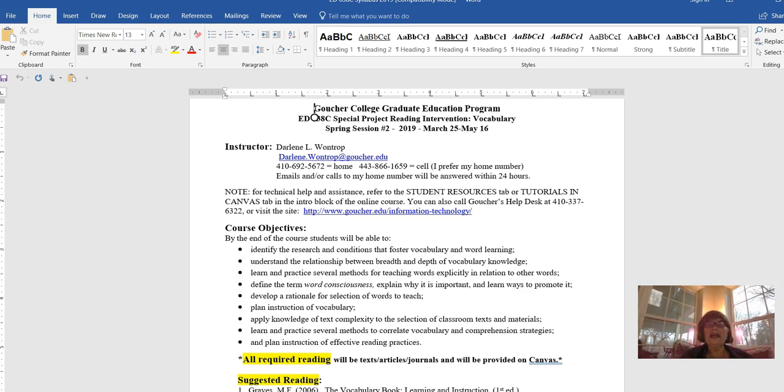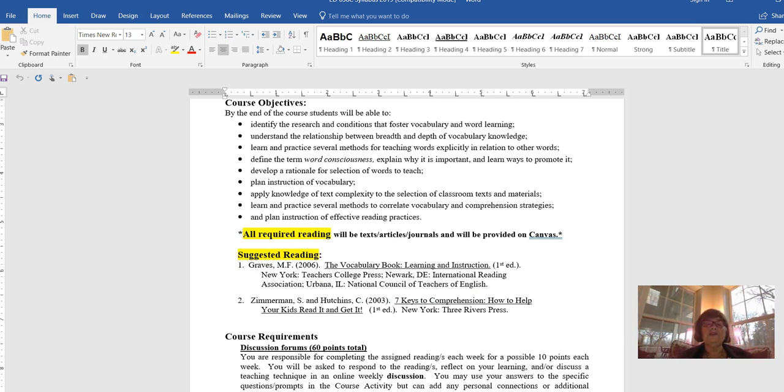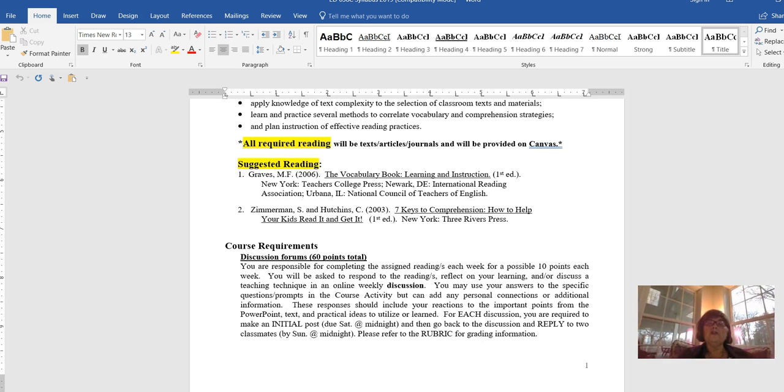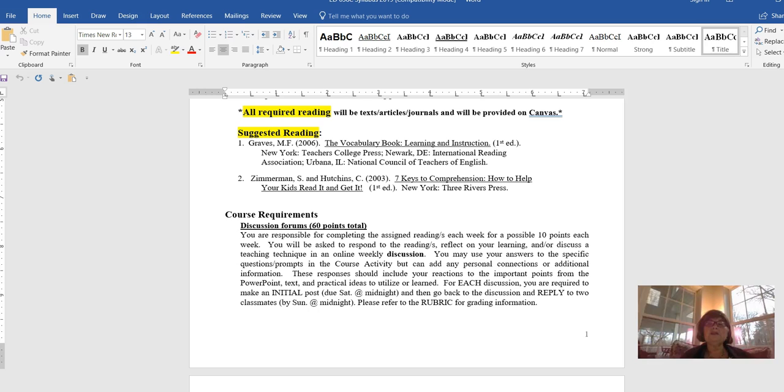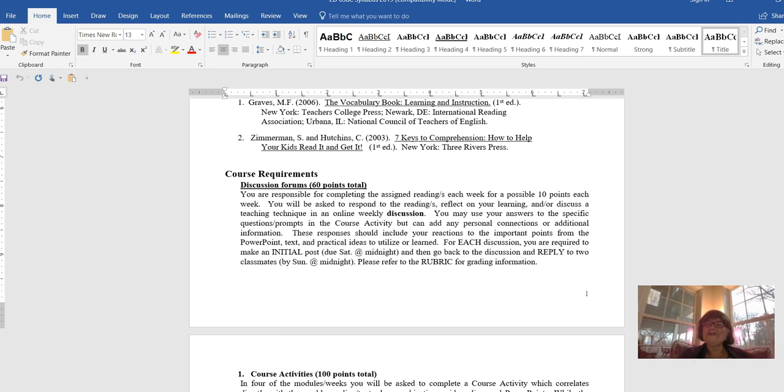Switching gears, let's look at the syllabus specifically and identify some of the areas that I want to draw your attention to. All of the required reading in this course will be text, articles, journal entries, things that I have found, articles that I feel are important for our course. But I certainly give you a few books to suggest that you may include and read throughout the course, or at another time when you don't have to do all of your weekly reading.